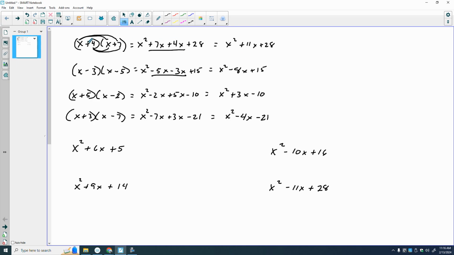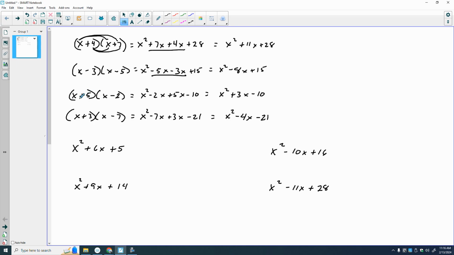When these two signs are the same, these two signs will be the same. And when that happens, I add the numbers together to get my like terms, or to combine like terms. Notice this sign is positive and this sign is positive. Okay.